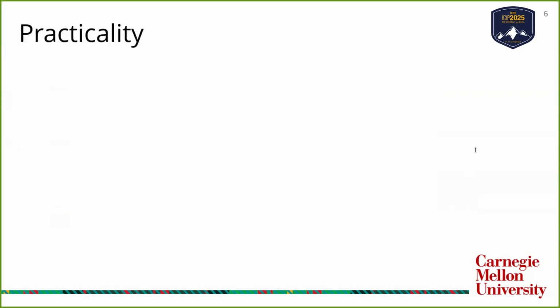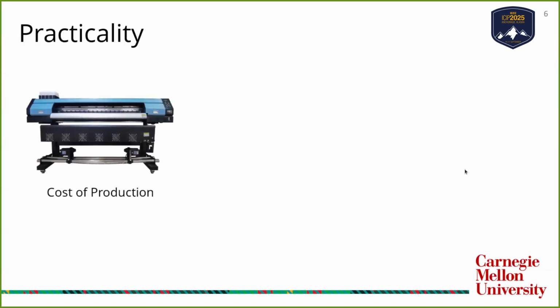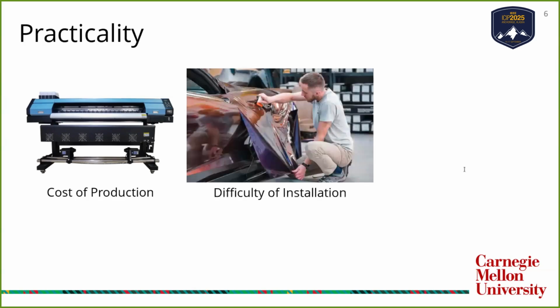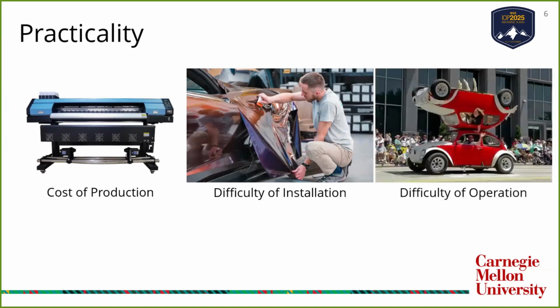In addition to adversarial effectiveness, we evaluate how practical these camouflages are in real-world settings. We define three qualitative criteria. Production cost: how expensive it is to create the camouflage, including any shape or texture changes. Difficulty of installation: how complex or labor-intensive it is to apply the camouflage to the vehicle. Practical methods should be easy to deploy. And difficulty of operation: how much the modification interferes with normal vehicle use.